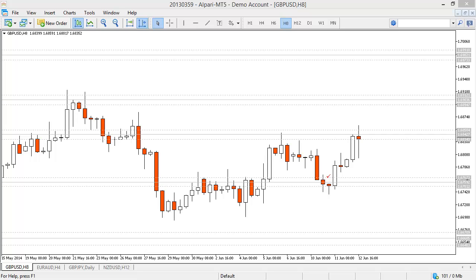So today we're going to be looking at trading less with higher time frames. We're going to be looking at trading higher time frame charts.